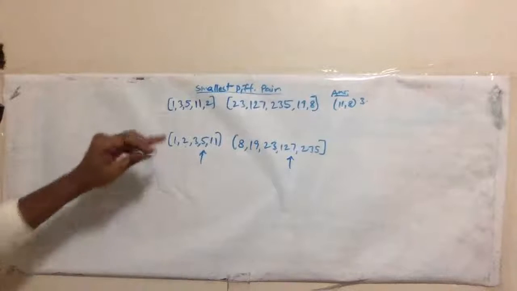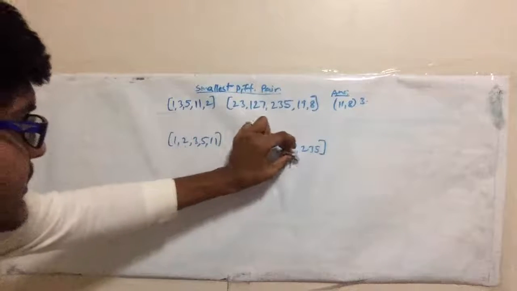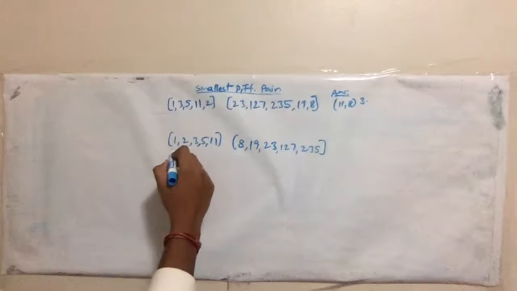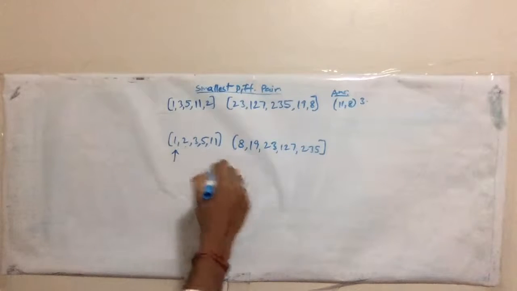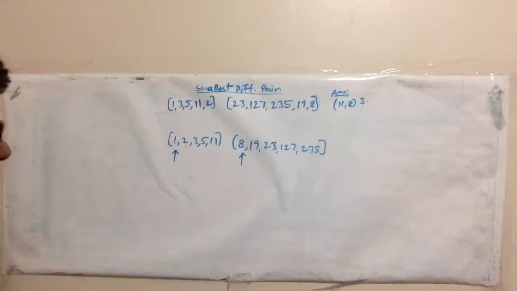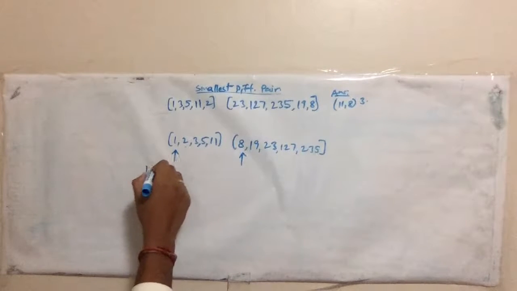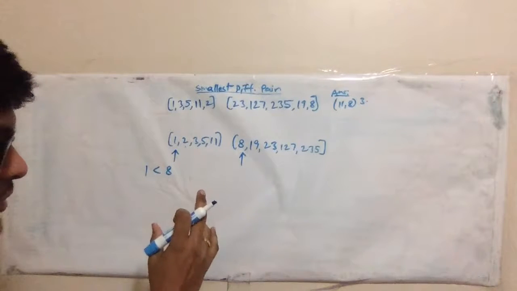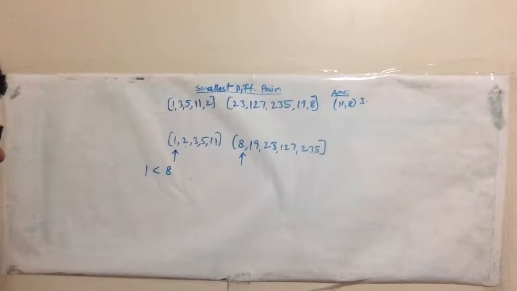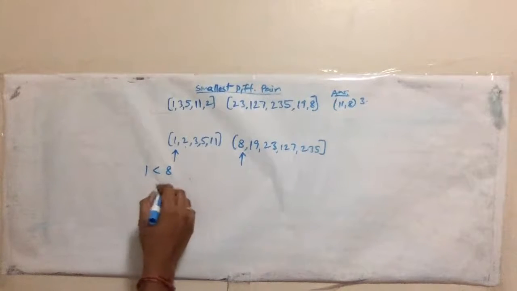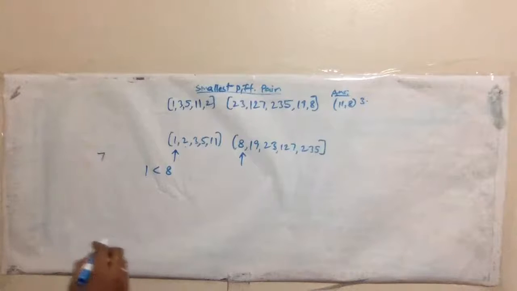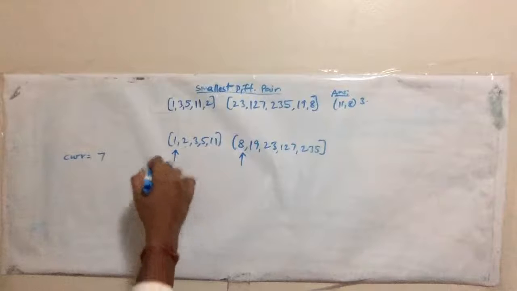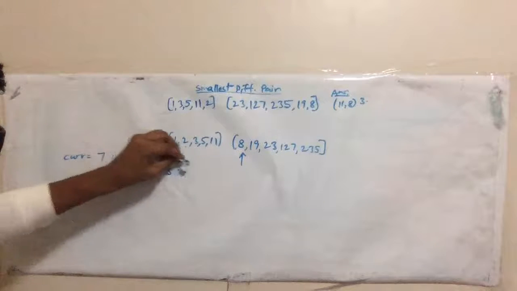Okay, so initially we iterate through the list, take the pointers at the starting elements and check: is 1 less than 8? Yes, true. So to minimize the difference further, you store the difference somewhere, 8 minus 1, 7, as the current difference, and you increment the first pointer.